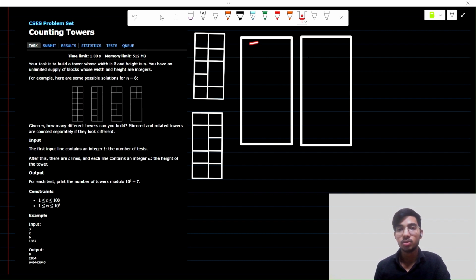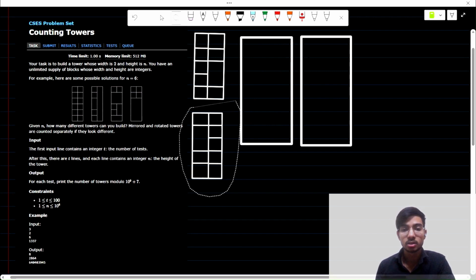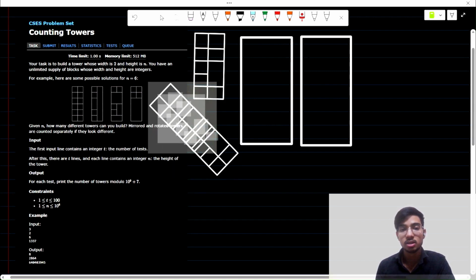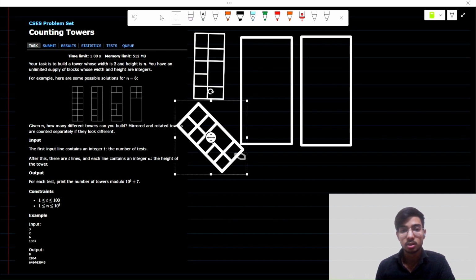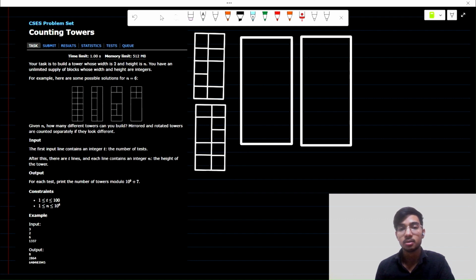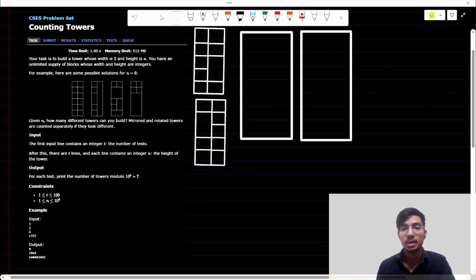Okay. So you have a tower of height n and width 2. You can put some blocks, and you have to tell how many different towers you can build by putting those blocks. One thing you have to care about is that if the towers initially look different, even if after rotating they are similar, they are counted separately. So what can you do initially?